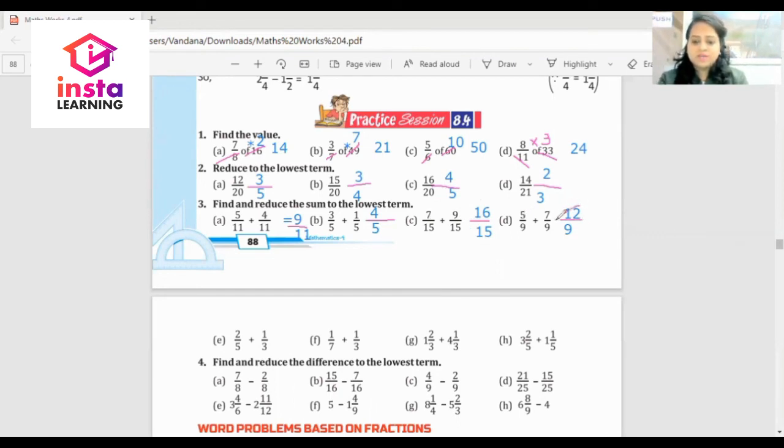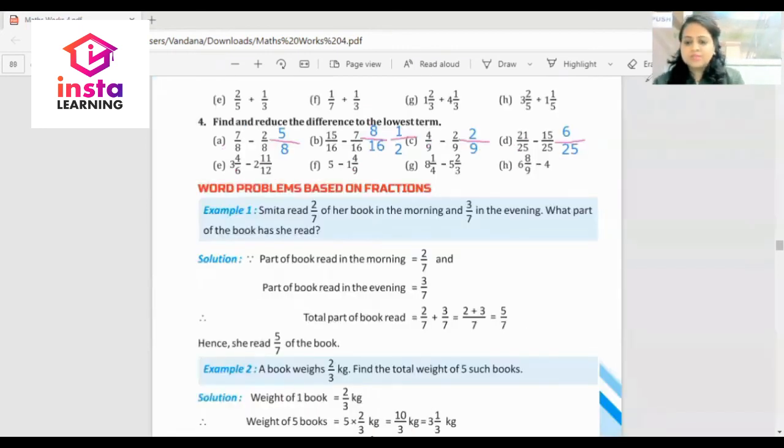Okay, 3 fours are 12. Right here 4, and then 3 threes are 9. Right here 3. Your answer will be 4 upon 3. Okay, got it. So now students, it's your very important question.